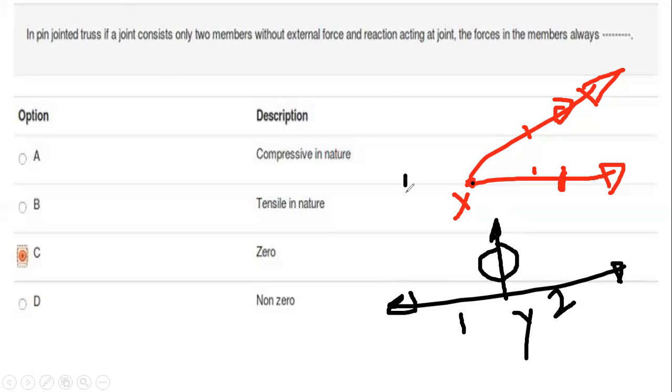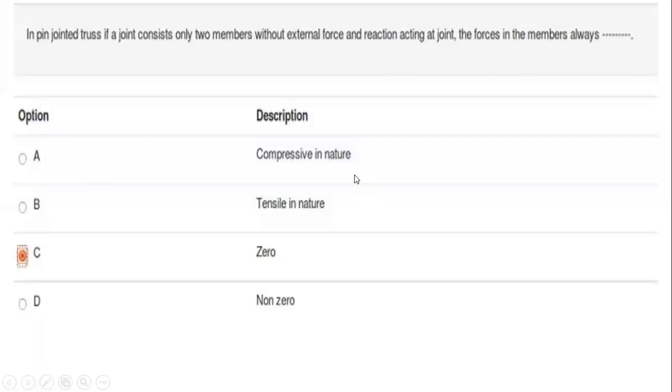So here, this is the first case. It is followed in this particular MCQ. At a joint, two members are connected and no load is acting, so member force will be 0 for both the members. So the correct answer is option C.